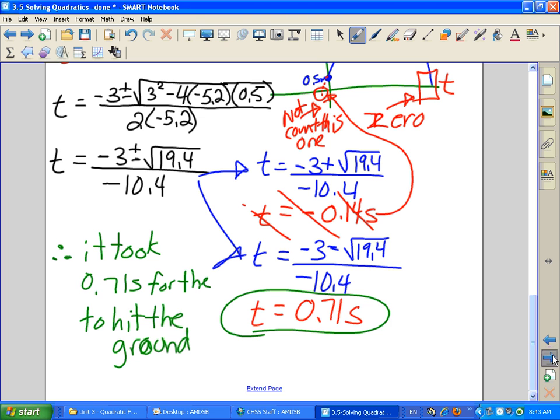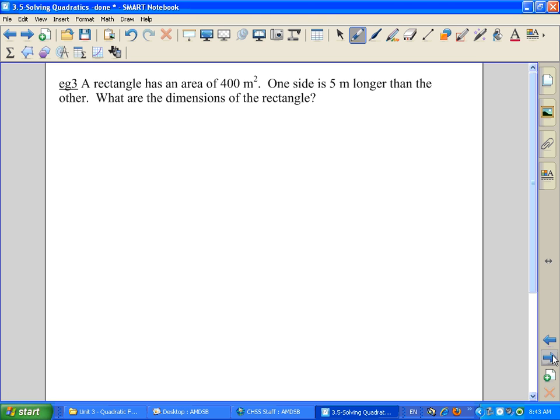Okay, let's take a look at our last example, ladies and gentlemen. It is example 3. A rectangle has an area of 400 meters squared. This is opposite of what we're usually used to seeing with our fencing questions. Okay, so in fact, the area is given this time. Okay, one side is going to be 5 meters longer than the other. What are the dimensions of the rectangle? So like before, we're going to let W be our width. Okay, and if one side is 5 meters longer, let's let our length be W plus 5.